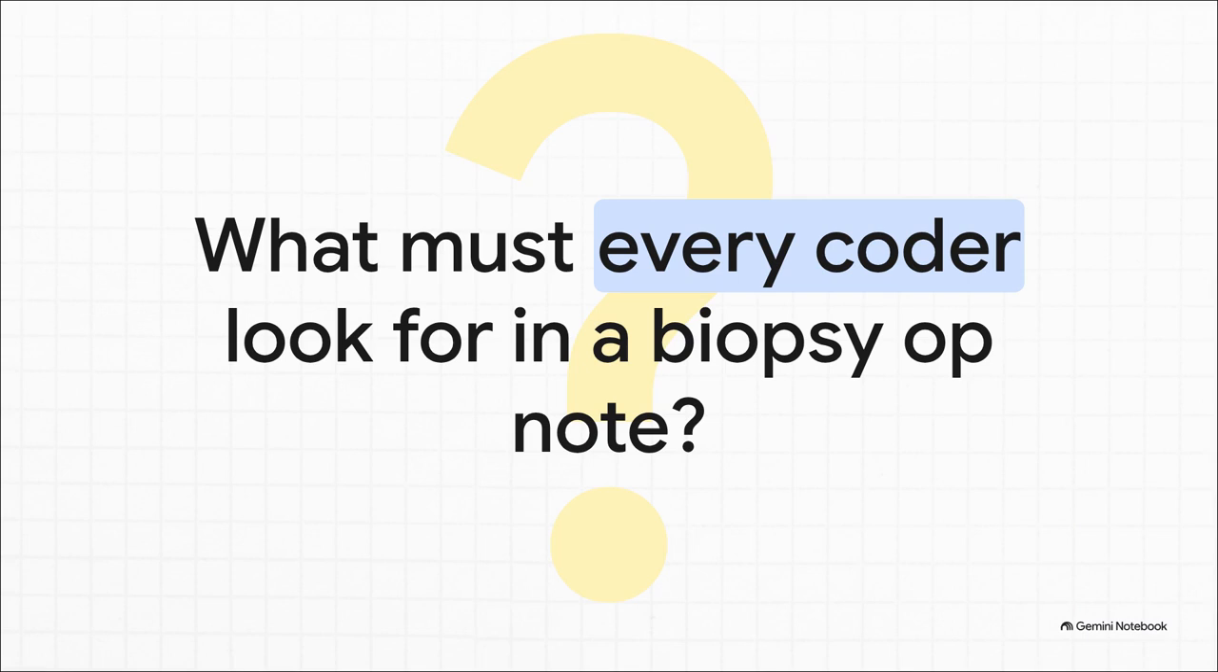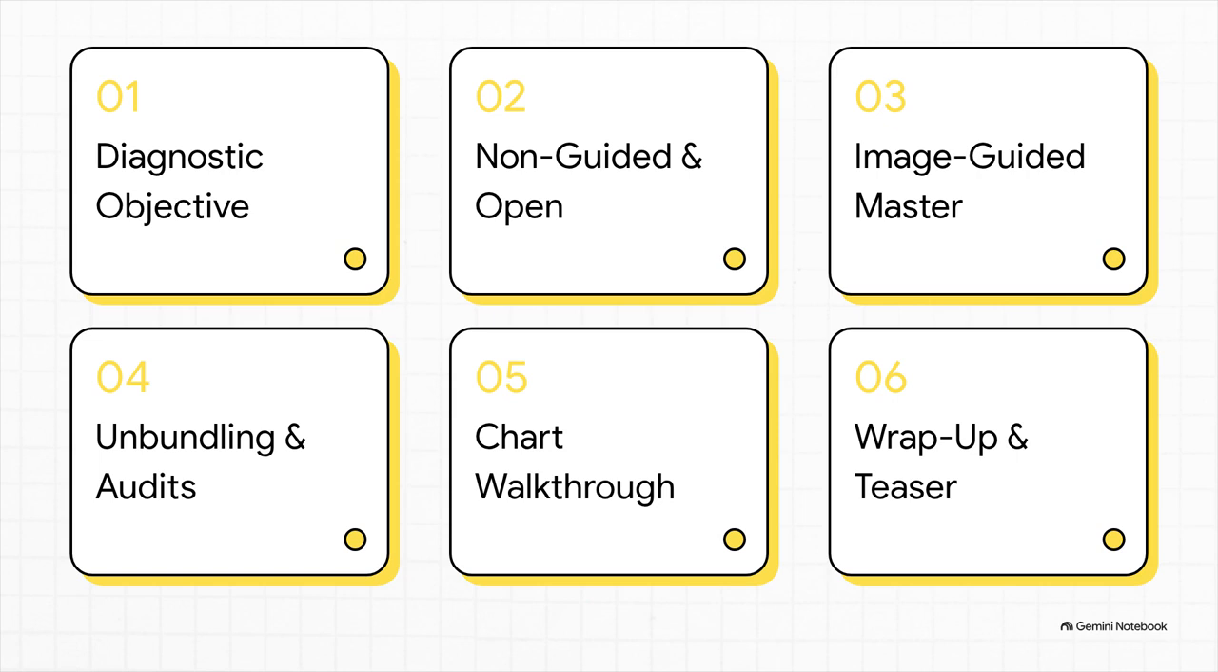But before we even peek at a single CPT code, I've got a central auditing question for you to chew on. What must every coder look for when they first open a biopsy operative note? I mean, is it the size of the needle, the amount of tissue removed, or maybe the number of incisions? Identifying the precise elements that actually drive our code selection is exactly the puzzle we're going to solve today. Okay, let's dive into this.